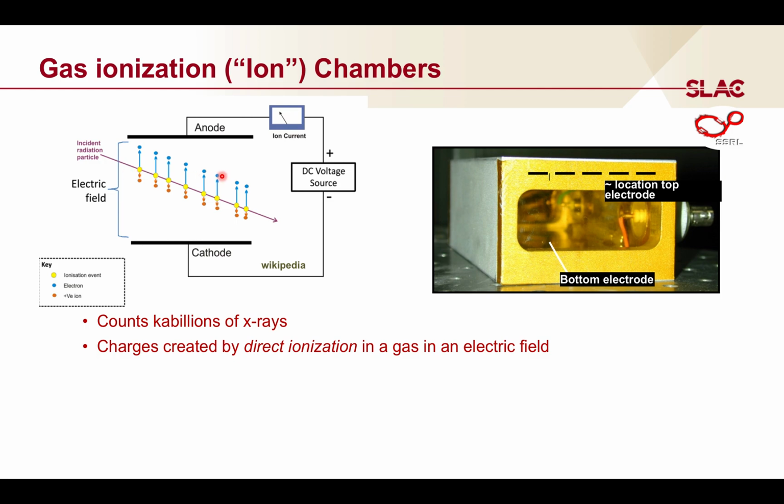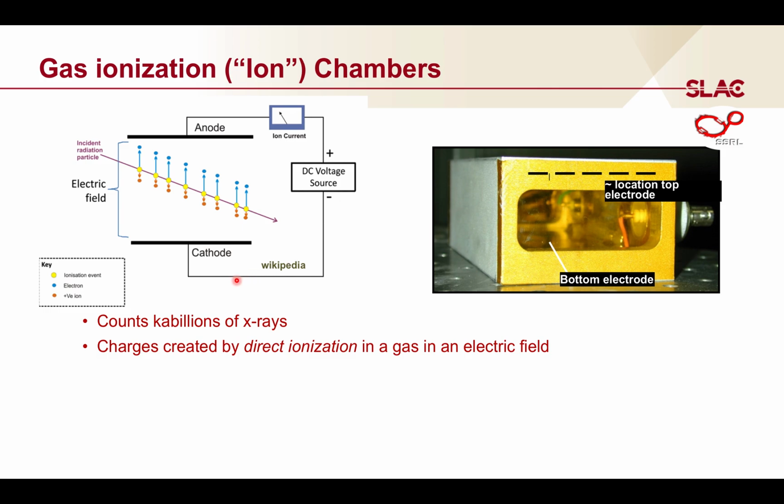And the idea is that this is filled with gas, typically nitrogen gas. And when an X-ray goes through it, it ionizes the gas. It releases an electron, which is collected on the anode, and cations drift and are collected on the cathode. And you can count the current generated as a result of this ionization.